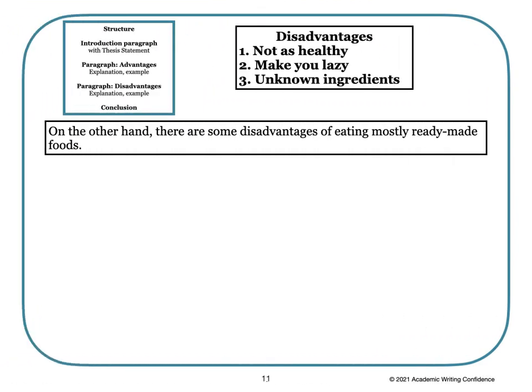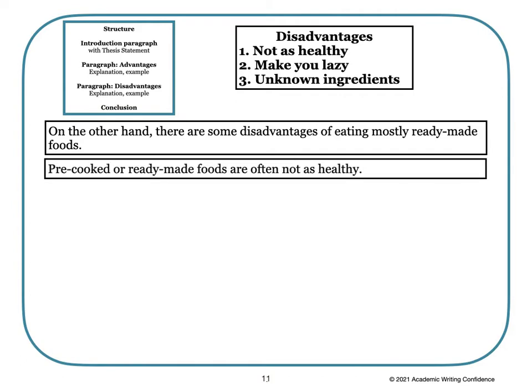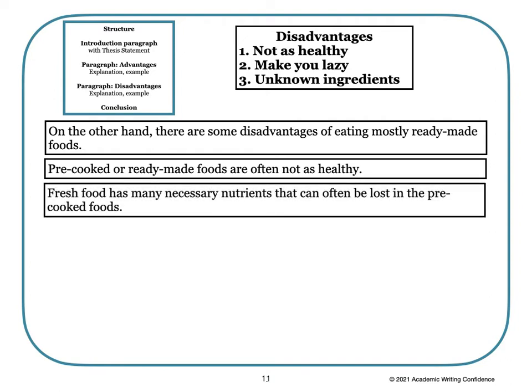We can now move on to our next paragraph about the disadvantages. On the other hand, there are some disadvantages of eating mostly ready-made foods. Pre-cooked or ready-made foods are often not as healthy. This is our sentence about our first idea. Fresh food has many necessary nutrients that can often be lost in the pre-cooked foods. Now, this sentence explains our first idea of it not being healthy.